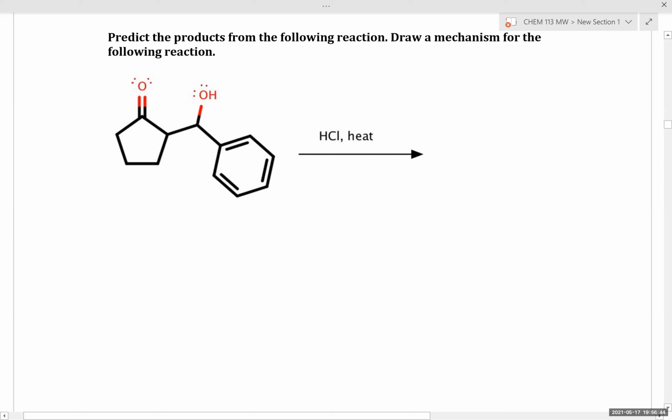Let's try to predict the product from this reaction and then draw a mechanism to justify why we observe our predicted product. As we work through this example, I'd love for students to share their proposed responses in the chat, verbally, or annotated directly onto the class whiteboard. And if there are any questions that I can address, don't be shy to ask them in the chat or verbally.